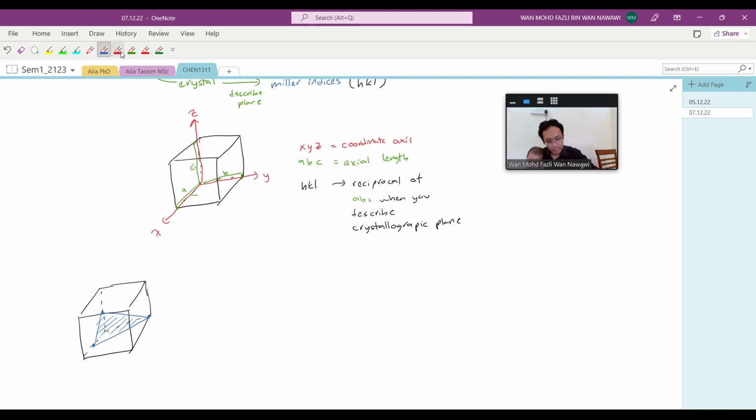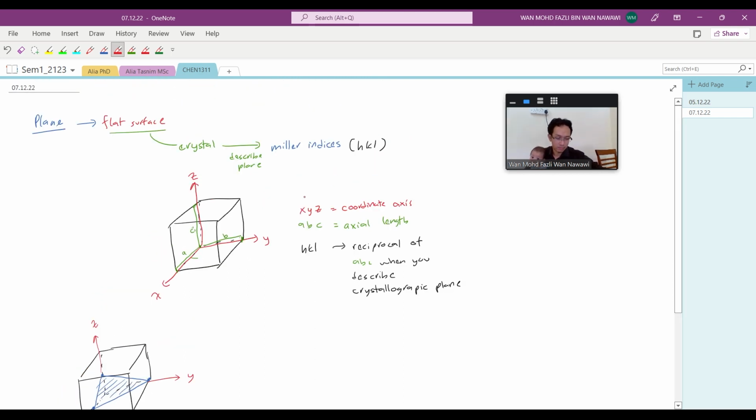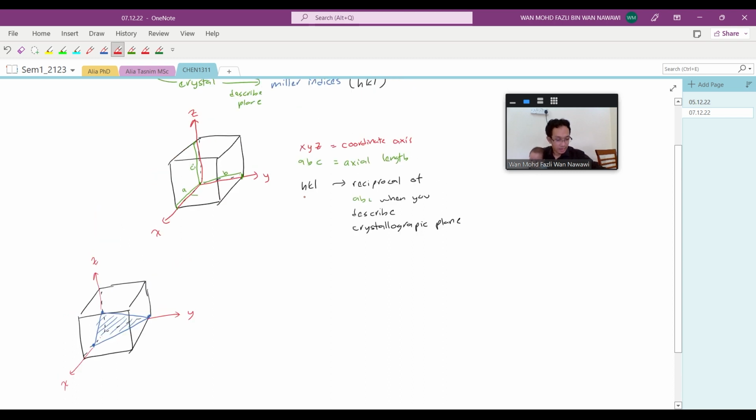So now, this is basically the Z, this is the Y, and this is the X. In order to find the HKL, which is the Miller index, you need to find first the ABC. First, select the origin. So here we select the origin, the one in green.